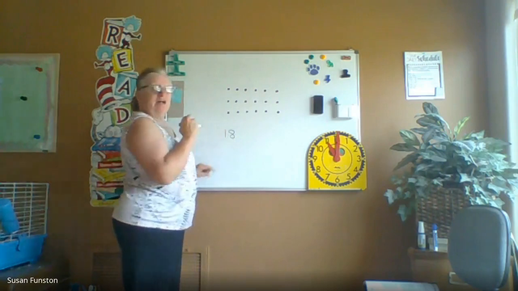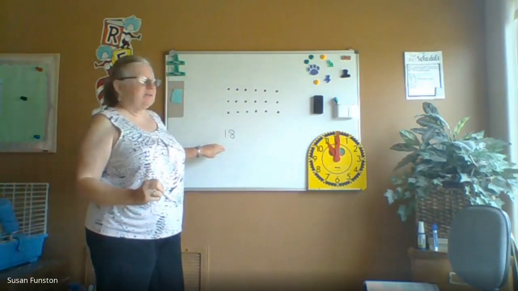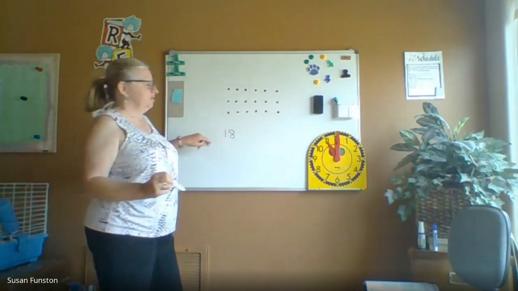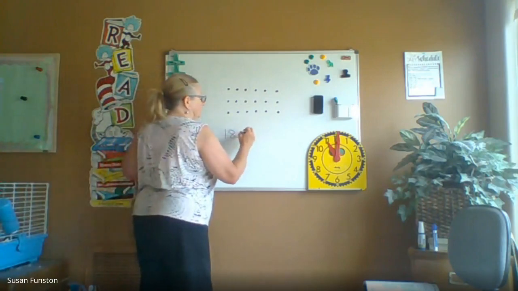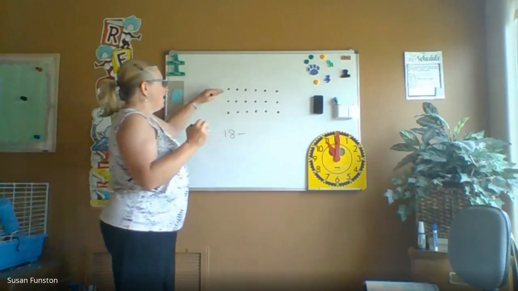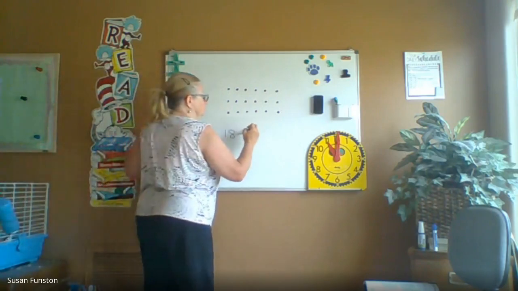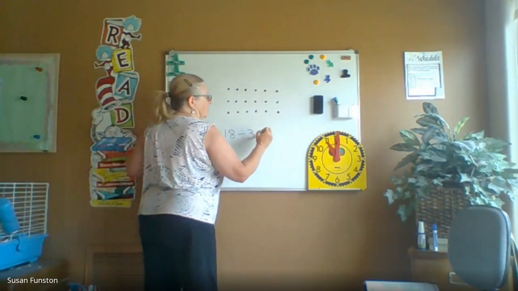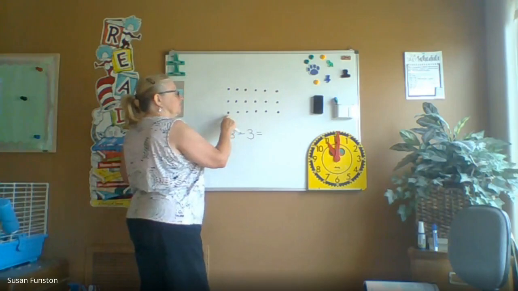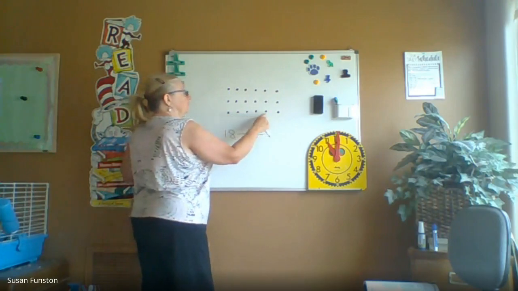Remember, my division problem always starts with my biggest number, or my total. So 18, and I divided it into how many rows? 3 rows. And my answer is going to tell me how many are in each row. 1, 2, 3, 4, 5, 6.